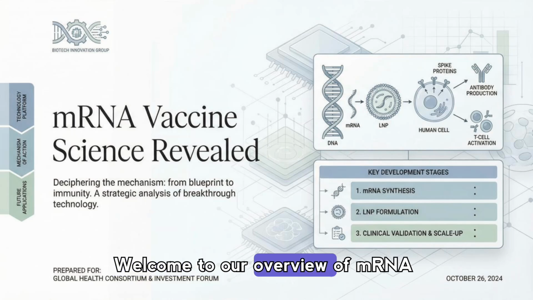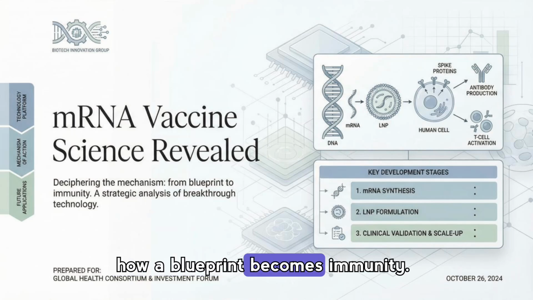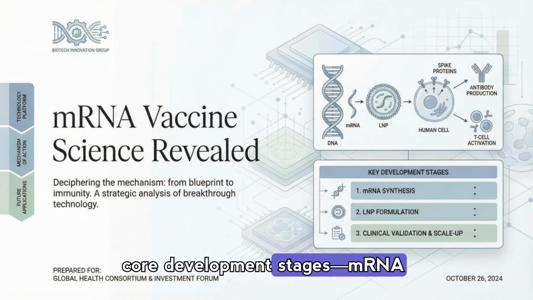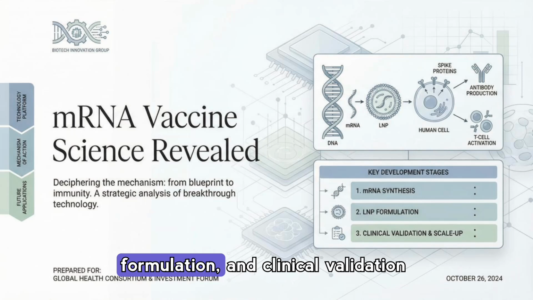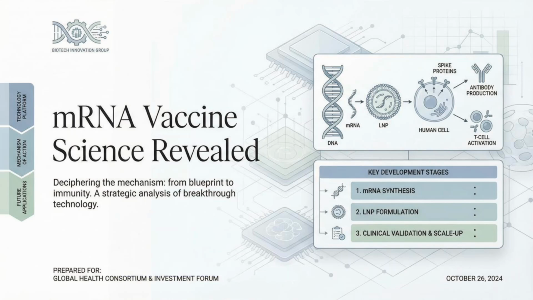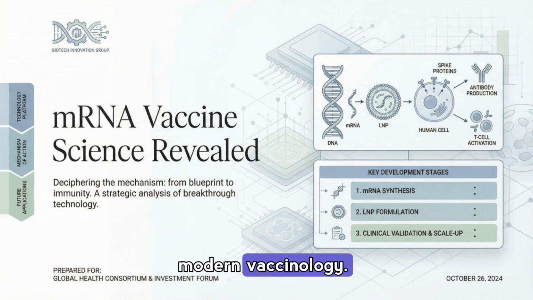Welcome to our overview of mRNA vaccine science, where we unpack how a blueprint becomes immunity. In this presentation, we'll trace three core development stages: mRNA synthesis, lipid nanoparticle formulation, and clinical validation and scale-up, while highlighting the underlying biology and strategic choices that make rapid, safe antigen production possible in modern vaccinology.